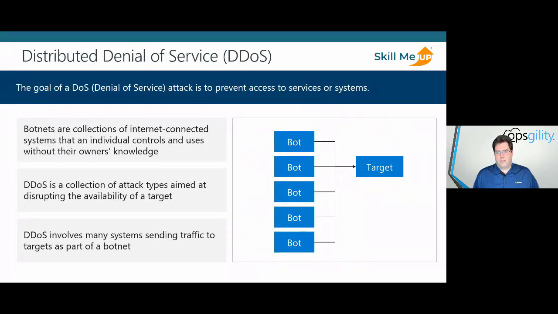Distributed denial of service attacks prevent access to services or systems. When you purchase services within Azure, you get DDoS protection by default. Microsoft does not want one of these attacks to take place in their environment, because it's going to affect more than just you as the tenant; it's going to affect multiple tenants.